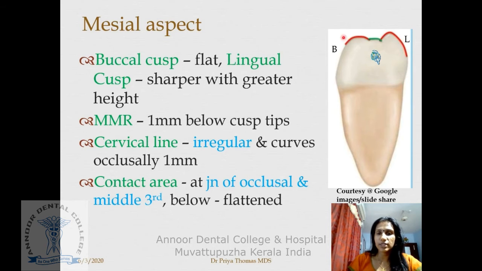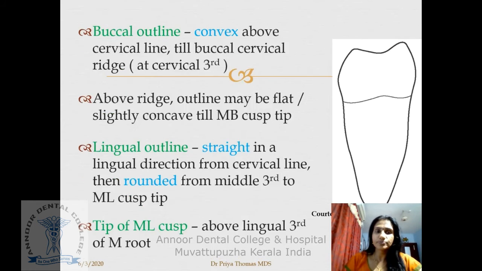So in the crown area, you can visualize the two cusps. You can see the mesial marginal ridge, which is 1 mm below your cuspal area, and your mesiolingual cusp has an obtuse angle and is slightly higher than your buccal cusp. Then you have your contact area, which is at the junction of the occlusal and middle third. Below the contact area, you have a flatter region. Then your cervical line is kind of irregular and has a curvature towards your occlusal surface.